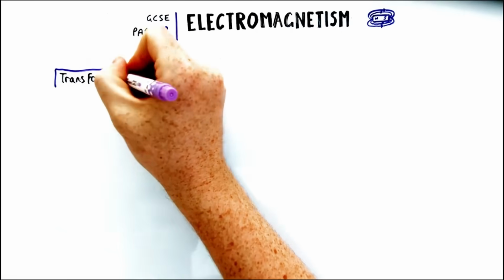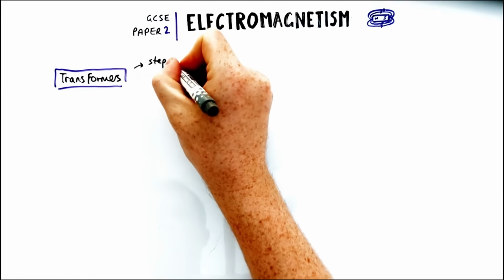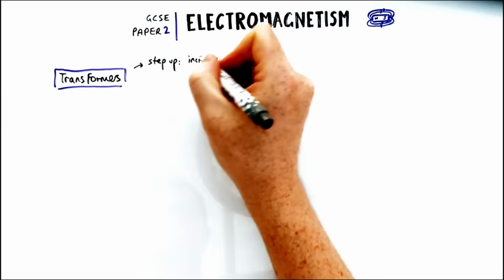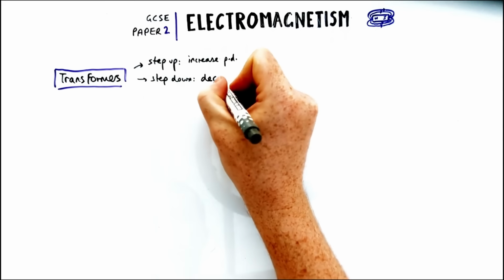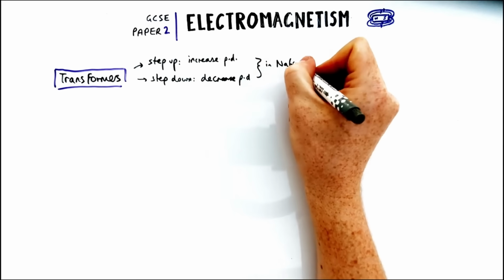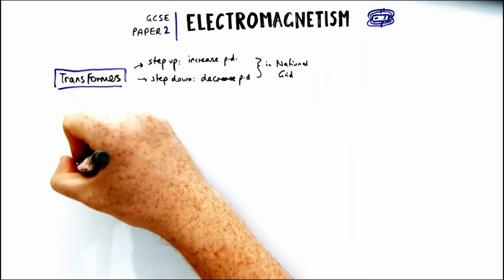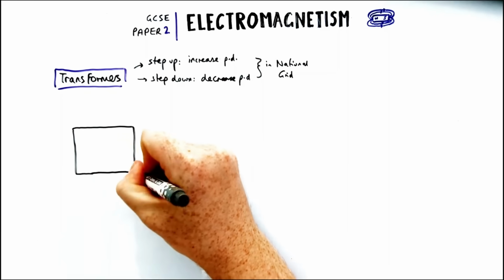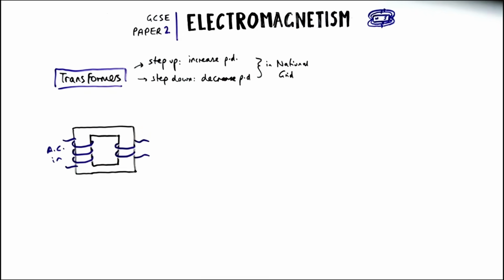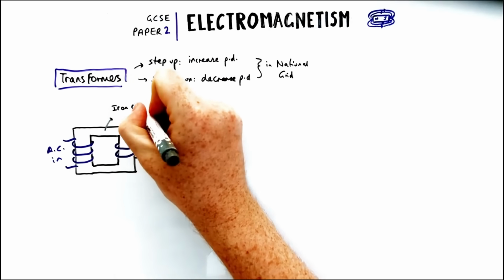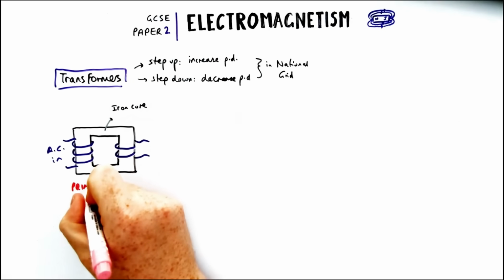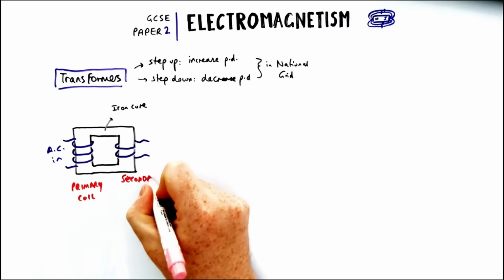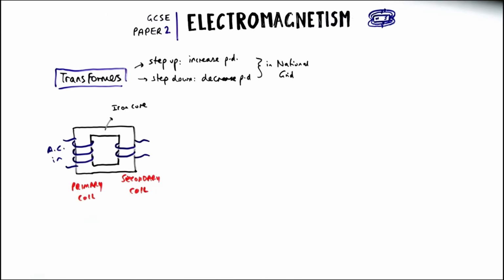Transformers are part of the national grid, and you can have either step up or step down transformers. Step up transformers will increase the potential difference to reduce heat loss. We'll come on to that later. Step down will decrease the potential difference to make it safe to use in homes. Transformers look a bit like this. You've got a giant square iron core with coils of wire wrapped around each side. These are known as the primary coil and the secondary coil.